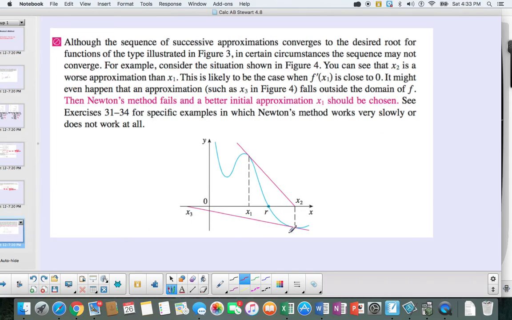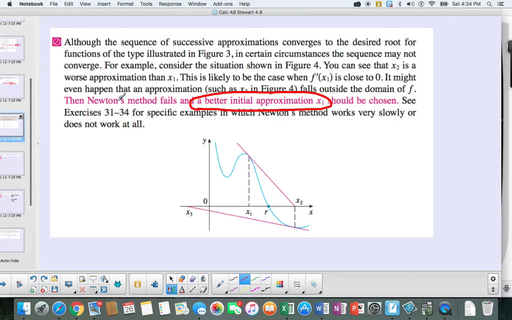Sometimes we will have problems with this method in that if this is your first guess for the root, that guess will take you on a tangent line that will give you a second guess that's further away than your initial start. So the lesson to be learned is to try to make sure you have a better approximation. It should be as close as possible, and if it fails, just try another guess to see if you can get a better approximation.